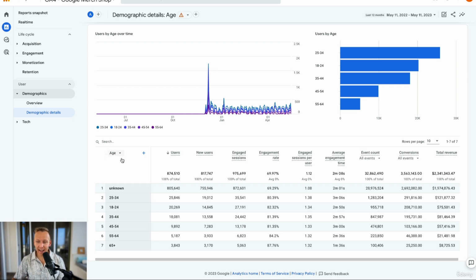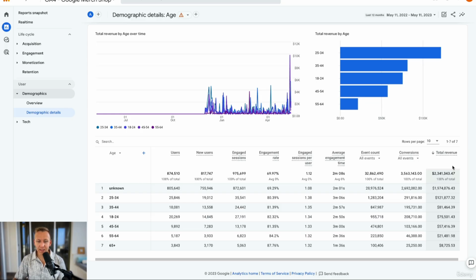So what we're looking at, of course, is the total revenue. So what we can do right away is click on this button here, and then we can see the age ranges that are making the most money, and moving over to the left. And we can see that the top performers are going to be 25 to 34 and 35 to 44.